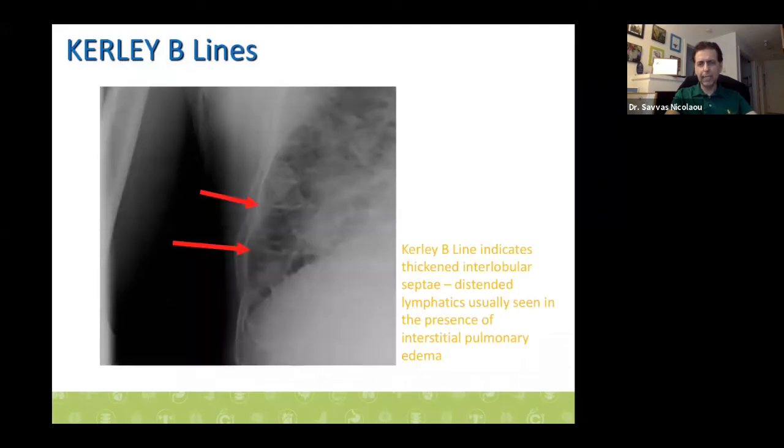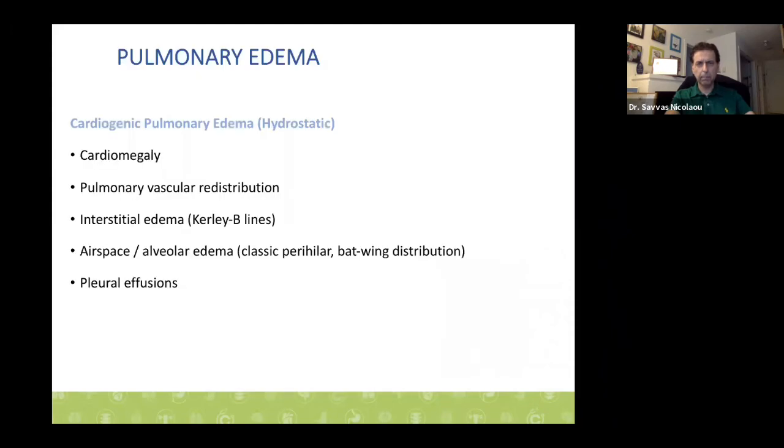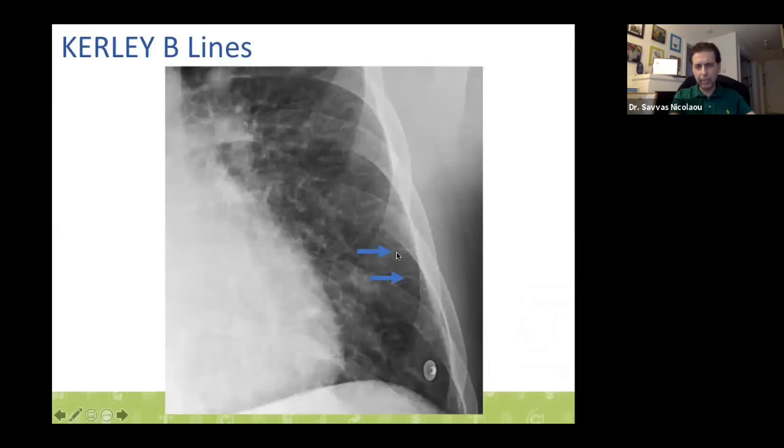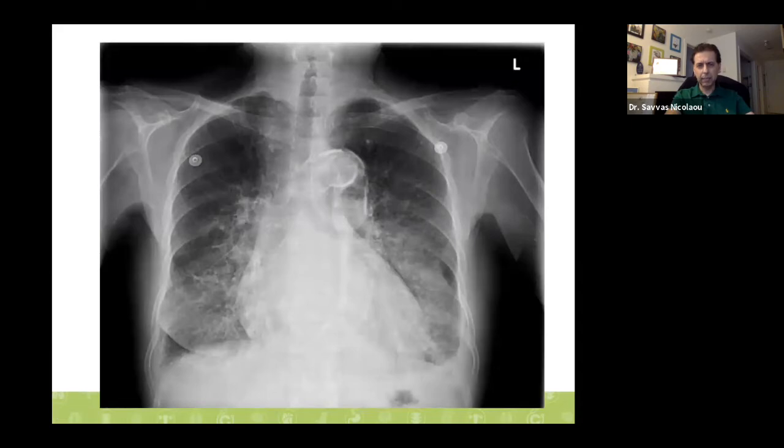Curly B lines indicate thickened interlobular septa and distended lymphatics, usually seen in the presence of interstitial pulmonary edema. Pulmonary edema: big heart, pulmonary vascular distribution, curly B lines, alveolar edema, pleural effusions. Pathognomonic features: curly B lines can be subtle or very prominent. Look for them. They signify distended lymphatics.